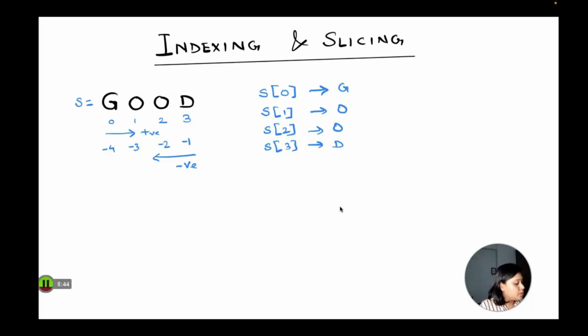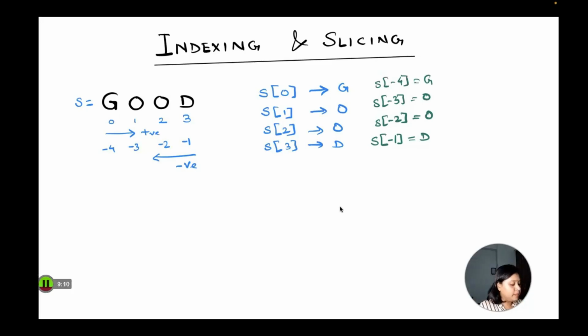Okay. So now if I want it in the reverse order, so let's say I want my D letter, and I want it using the negative index. So I will use S of -1, which will be D, S of -2, which will be O, S of -3, which will be again O, and S of -4, which will be again G.